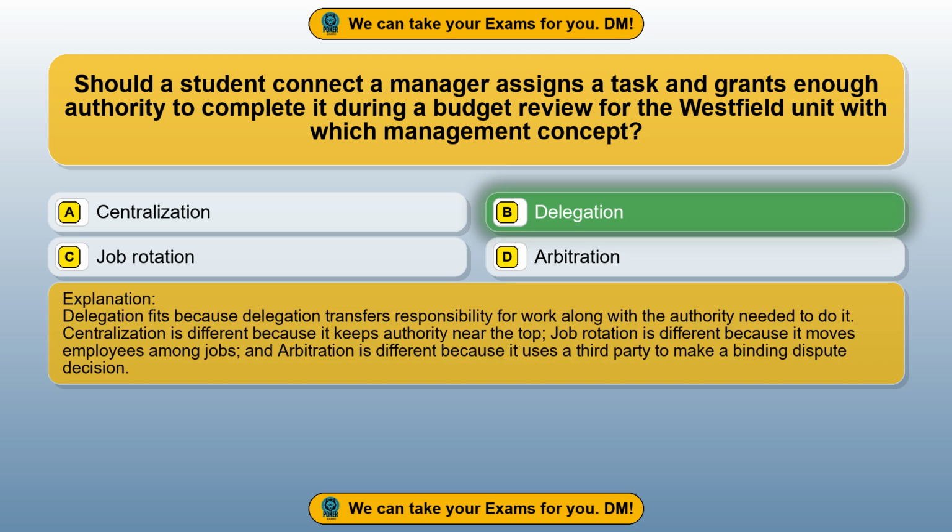Delegation fits because delegation transfers responsibility for work along with the authority needed to do it. Centralization is different because it keeps authority near the top, job rotation is different because it moves employees among jobs, and arbitration is different because it uses a third party to make a binding dispute decision.